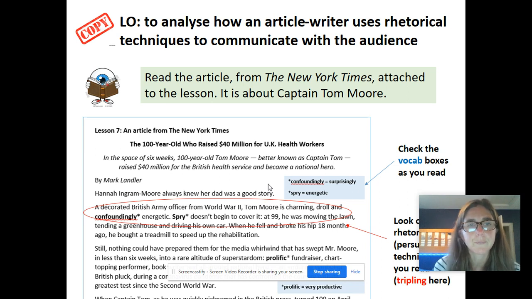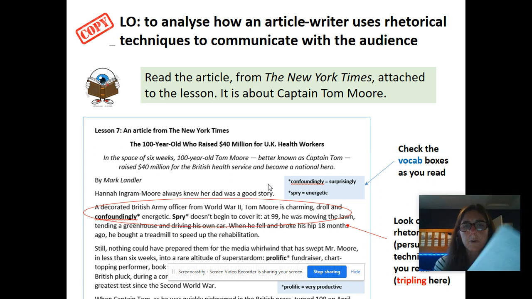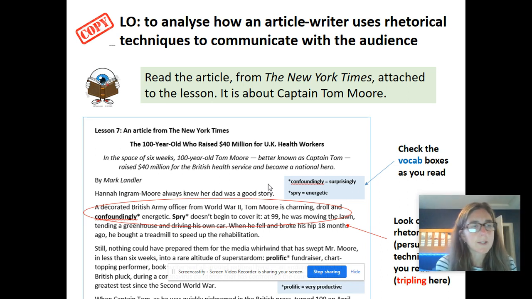you're going to hear all about him in this article. So this article is actually attached to your lesson. It's also in the Year 9 spoken language booklet, but I've attached it separately with a few bits of vocabulary in just to help you read it.